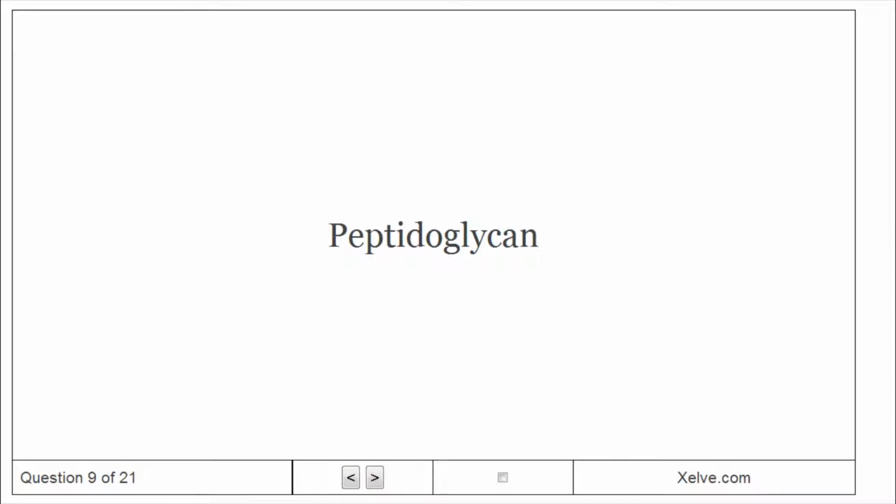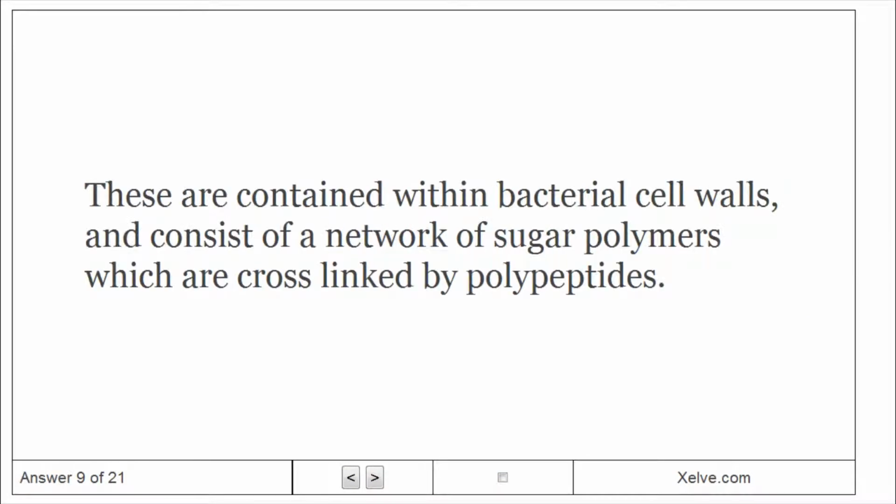Peptidoglycan. These are contained within bacterial cell walls and consist of a network of sugar polymers, which are cross-linked by polypeptides.